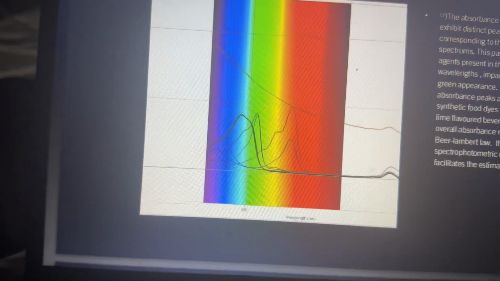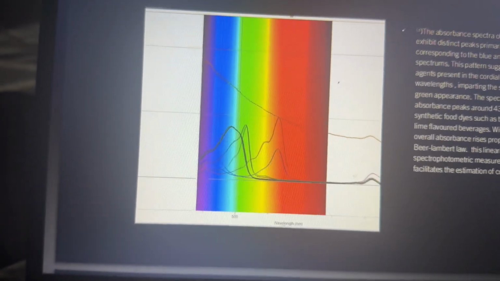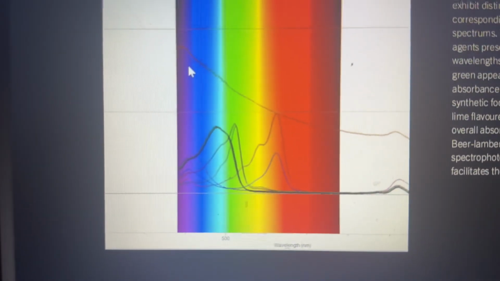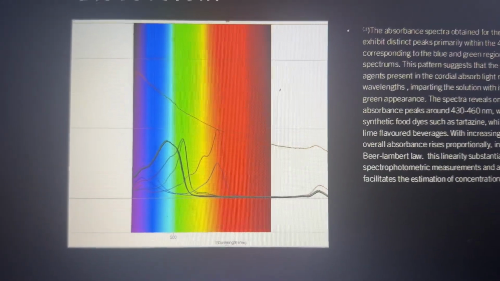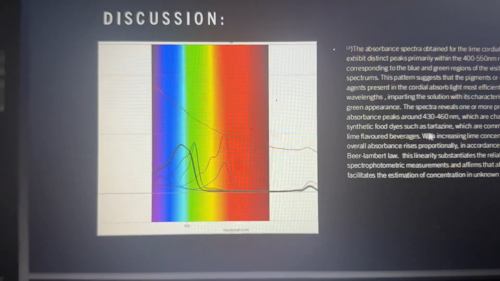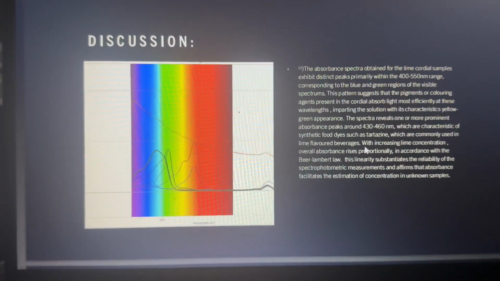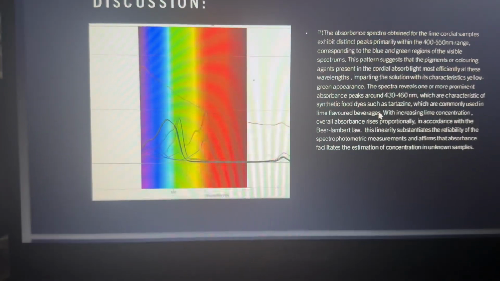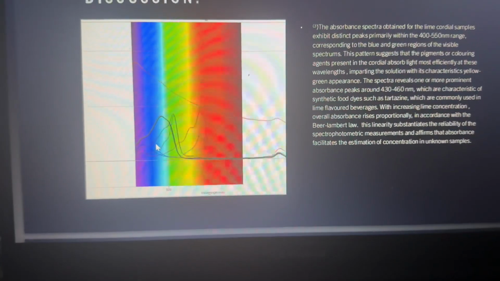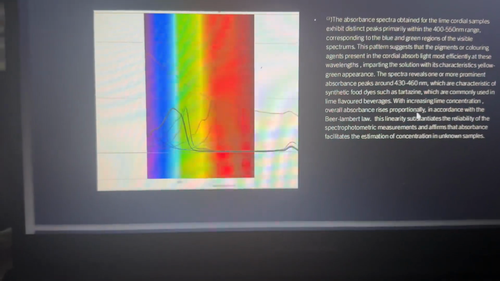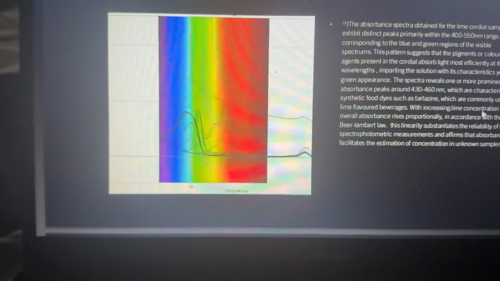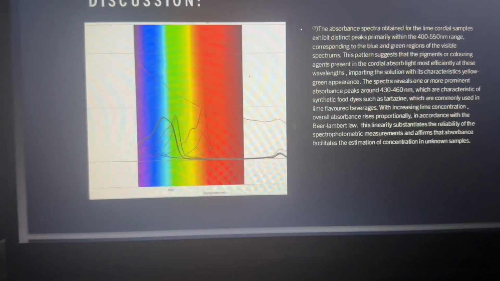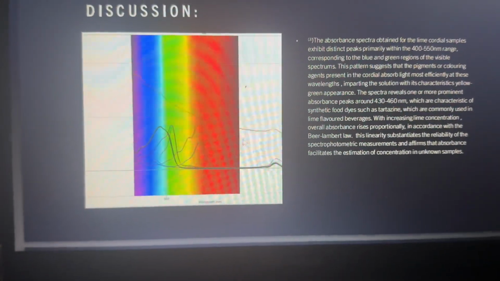However, if we look at roughly between 430 to 460 nanometers, you can see that there's a peak roughly here, and that peak is specifically a characteristic from a synthetic food dye called tartrazine, and that's commonly used in lime flavored beverages. However, overall, with increase in lime concentration, the absorbance does increase proportionally, and this actually supports the Beer-Lambert law.